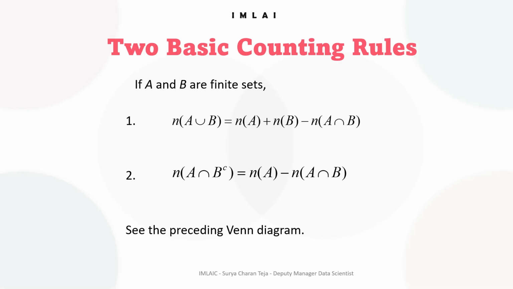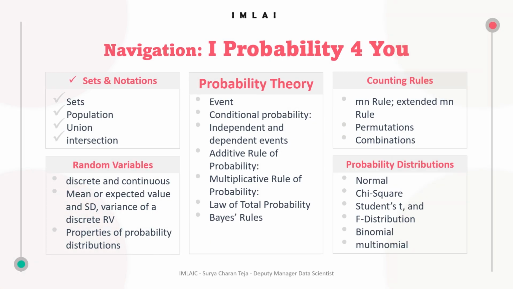Now it's time to stop and take a look back. Where are we now? So let's get into the navigational map of the Intuitive Probability for You course. So far, we have completed sets and notations. In sets and notation, we have seen sets, population, union, intersection, subset, and then the applications of sets and notations for machine learning. That's what we have seen.